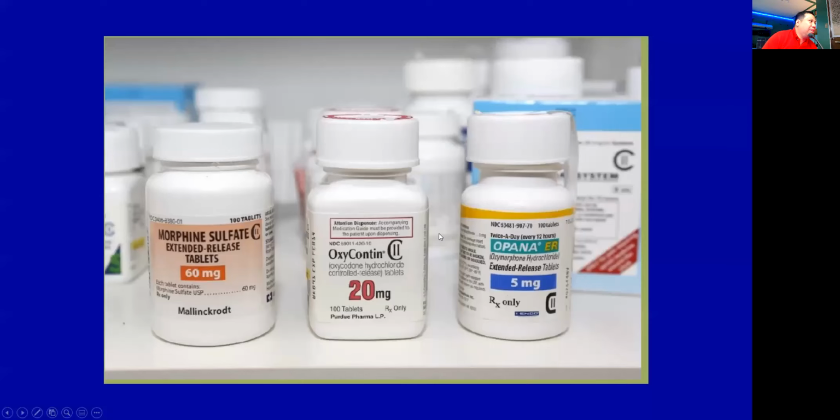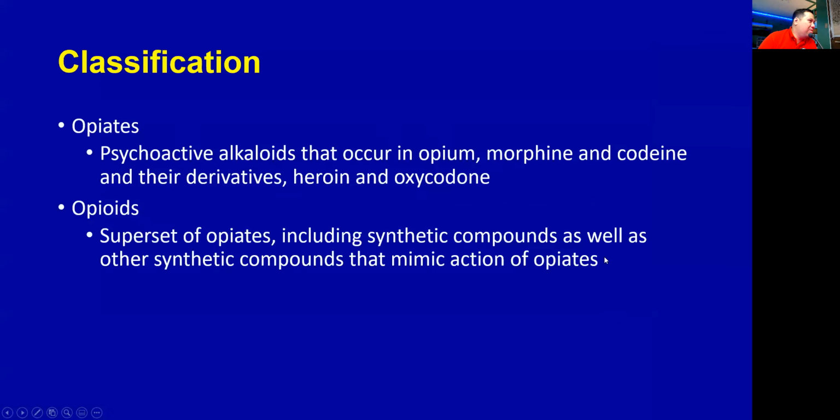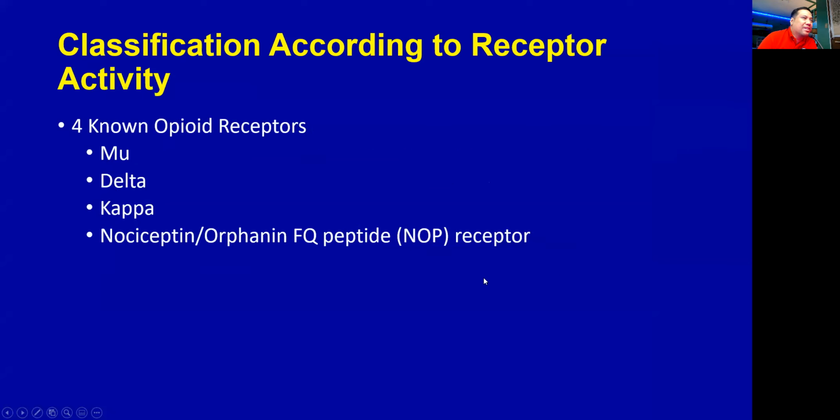He got addicted to it. Okay, so morphine, oxycontin, oxymorphone. We have to distinguish between opiates, which are the natural ones, and opioids. That includes synthetic compounds that are not really opiates but mimic the action of opiates.